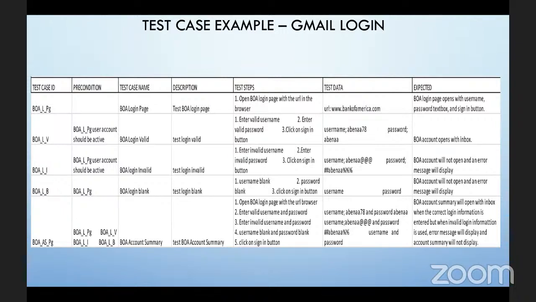So test steps, test data. What do we mean by test data? Test data is going to be the artifacts that you need to be able to do the testing. So you need a URL to be working. You need a username, a password, and all these types of things. These are all test data that is needed to be able to test. And the expected condition.